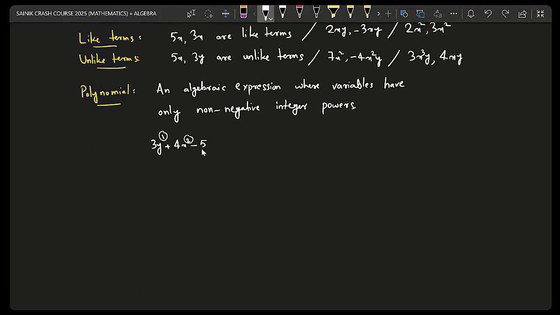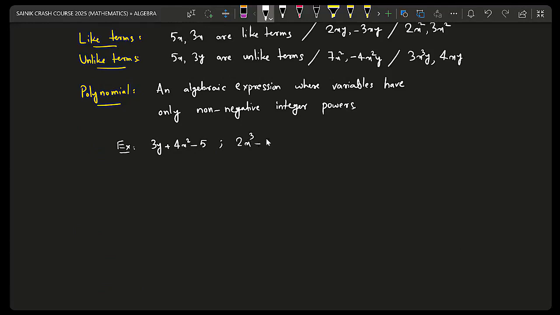So if there is no variable at all, you can create any variable and you can think of the power as 0. Why? Because any number to the power 0 will become 1, and 5 into 1 is again 5. So here the power is 0. You can see this 1 is a non-negative integer, 2 is a non-negative integer, and 0 is also a non-negative integer. Because in this algebraic expression all the variables have non-negative integer powers, I can call this a polynomial. Example of polynomial. We'll take one more example.